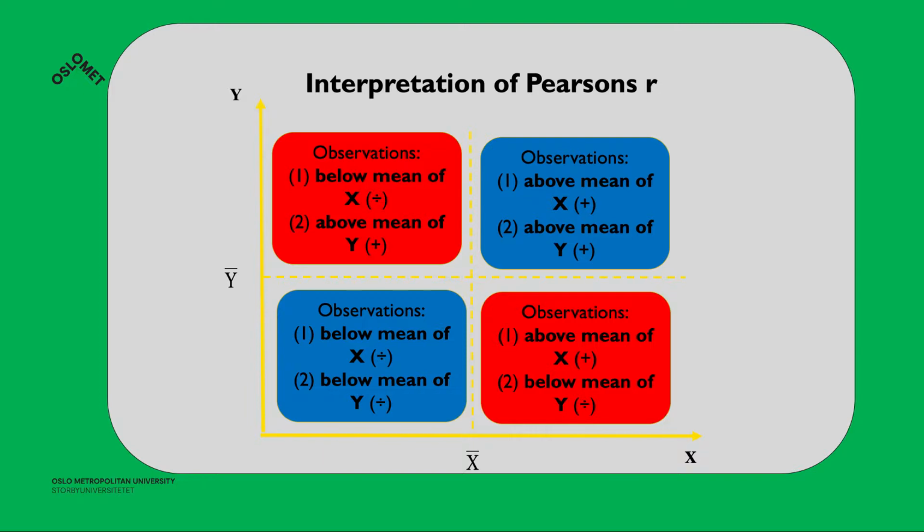Whereas the blue boxes, observations below mean on x and below mean on y, or observations above mean on x and above mean on y, then you have that high values go together with high values, or low values go together with low values on the variables. Then you have a positive correlation.